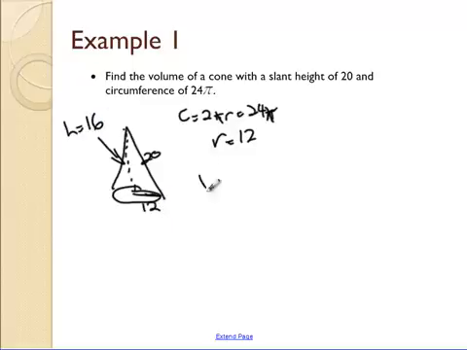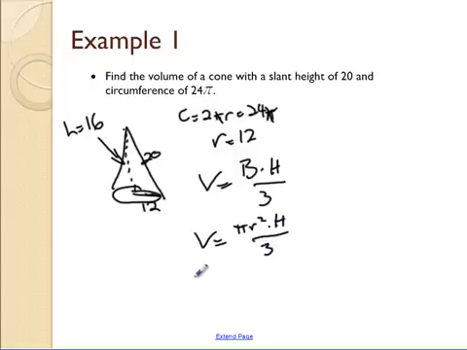So volume is area of the base times the height divided by 3. The base is a circle, pi r squared, times the height divided by 3. So let's start plugging stuff in. R is 12. So 12 squared times the height, and the height in this cone is the one going straight up and down, not the slant height. Be careful you don't use the slant height, divided by 3.